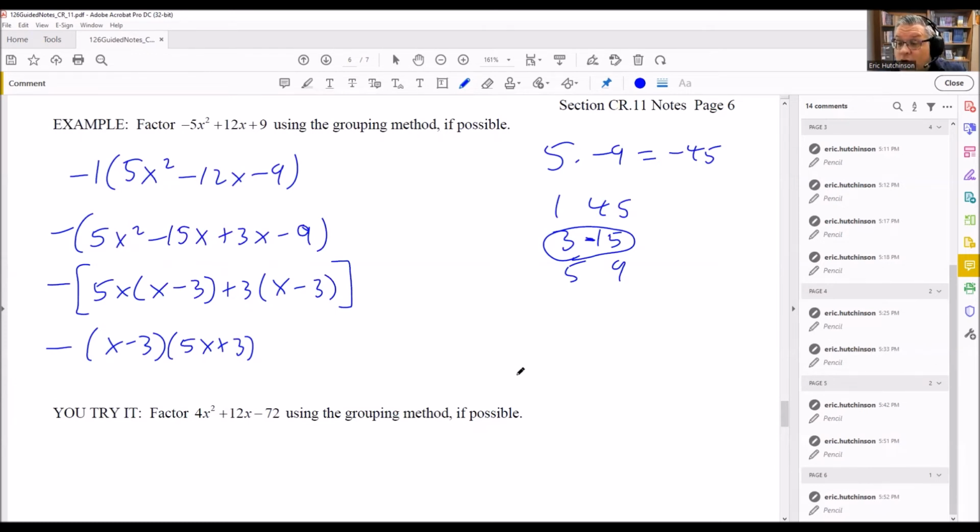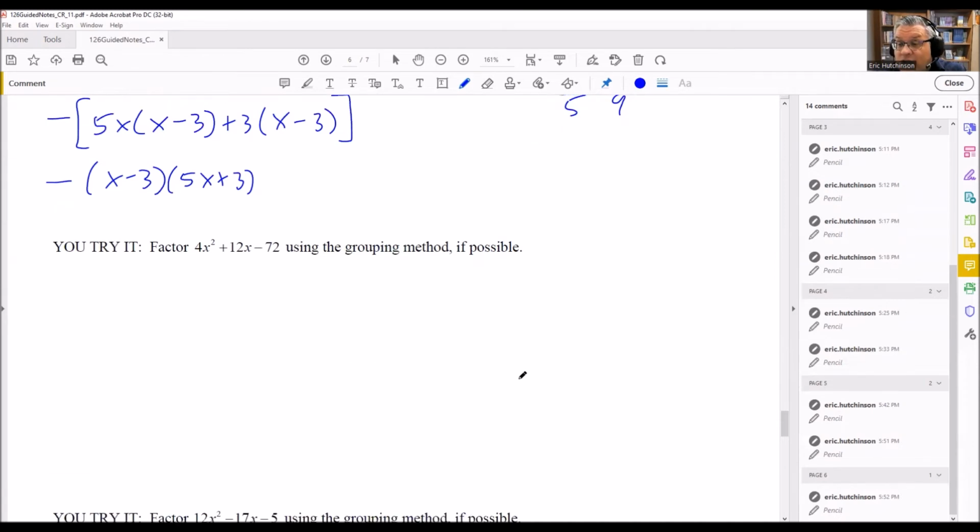Let's do one more where we have to factor out a common factor first. Okay. This one, again, you want to look at if there's something that's common. And if I look at all three of these, what I notice is that all three of these are divisible by 4. So that's the first step I'm going to do, factor out a 4. When we do that, we get x squared plus 3x. The negative 72 divided by 4 is negative 18. So that's the first step. We factor out the 4.